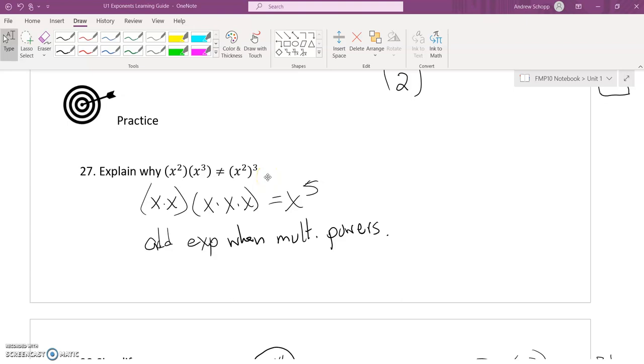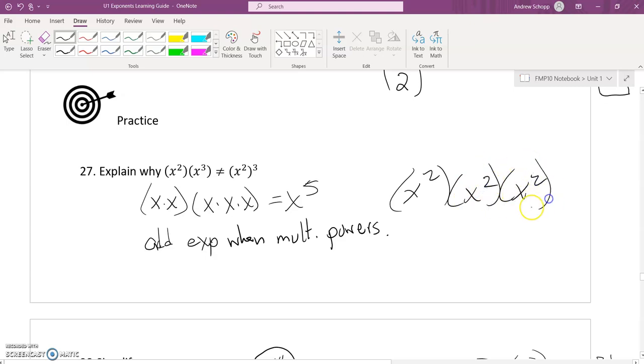But on the right, we actually have three groups of x squared. So x squared times x squared times x squared. And if you add all those guys up, you end up with x to the power of 6. So the reason that those two are different is just they're completely different. One is a power of a power and one is a product of powers.